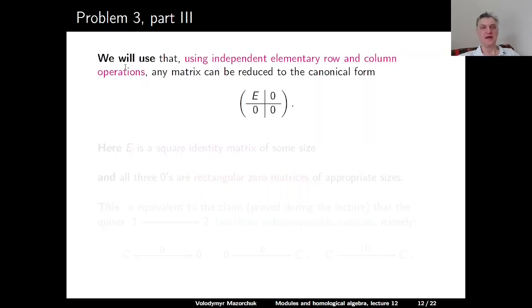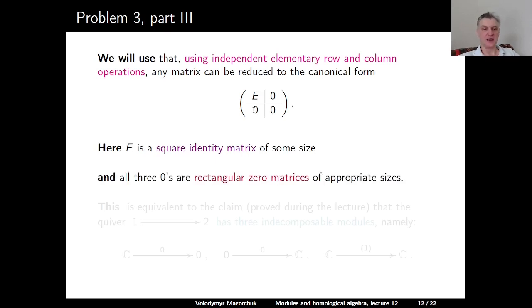Recall that if we have any matrix, then using independent row and column operations this matrix can be reduced to the following canonical form. So we have the identity matrix in the upper left corner, and the rest is 0. Note that this identity matrix is a square matrix, while the original matrix doesn't have to be a square matrix, and these blocks 0, 0, and 0 are just rectangular blocks of appropriate sizes. So E is the identity square matrix, and the zeros are rectangular blocks of appropriate sizes.